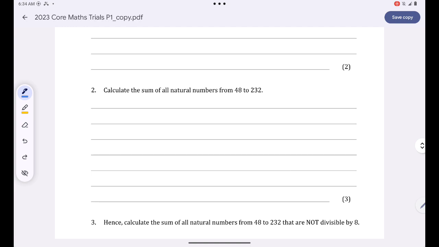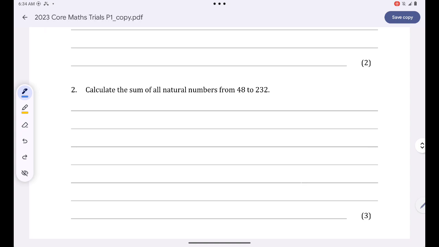Then I must calculate the sum of all the natural numbers from 48 up to 232. So the first term, a, is just equal to 48. d is equal to 1, because the natural numbers will be 48, 49, 50, 51, etcetera, until 232.